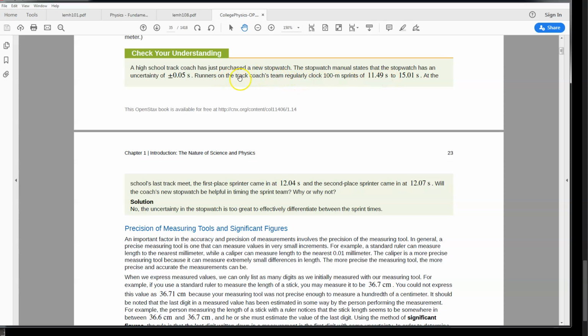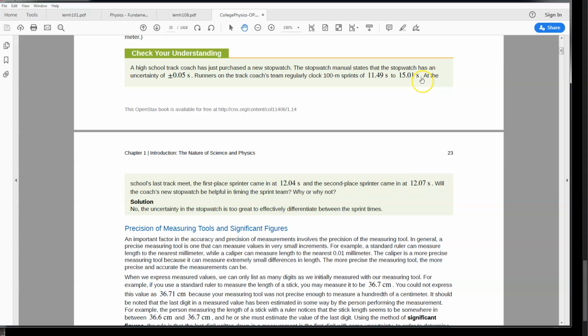I think what that means is that runners on the track coach's team regularly clock 100 meter sprints of 11.49 to 15.01 seconds. I'm not familiar with this sort of thing, specifically with sports of any kind. But I would say that this means that they run a distance of 100 meters in some time interval, usually between 11.49 seconds and 15.01 seconds. And so this timer or stopwatch is not precise. It doesn't have enough resolution to measure this thing over here, right?